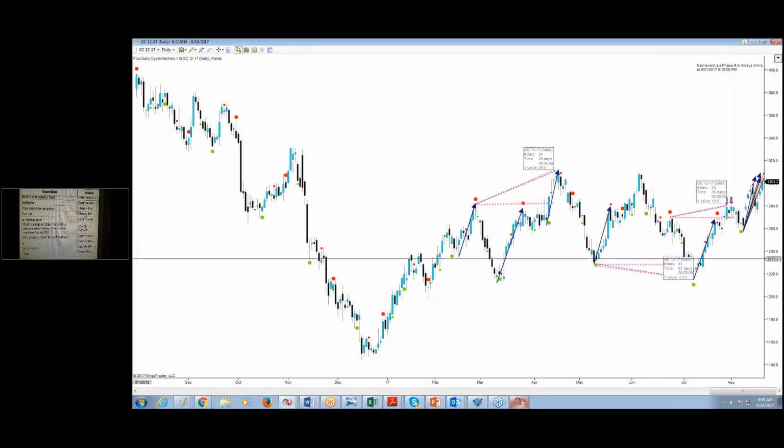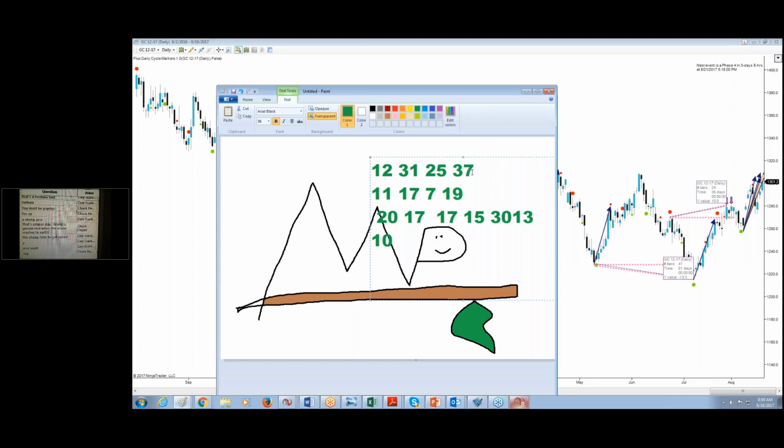Okay. So the numbers that we've gotten: 12, 31, 25, 37, 11, 17, 7, 19, 20, 17, 17, 15, 10. Jay, do you see which numbers are tending to appear in the middle? The mean. You have the little guys. And then you have the middle. And then you have the outliers. The outliers are here.